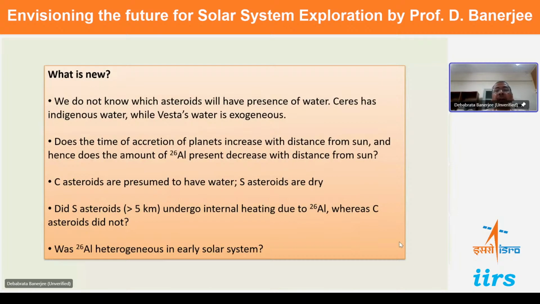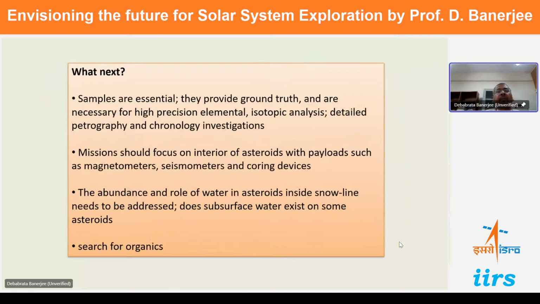Bodies. Now, did it decrease with distance? Then C, so carbonaceous, the ones which are rich in carbon, they are presumed to have water. Is this correct? Stony asteroids are dry. And then did they undergo internal heating, and was aluminium-26 involved? Of course, this is still ongoing, the last question.